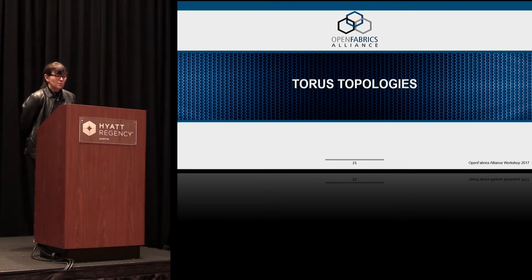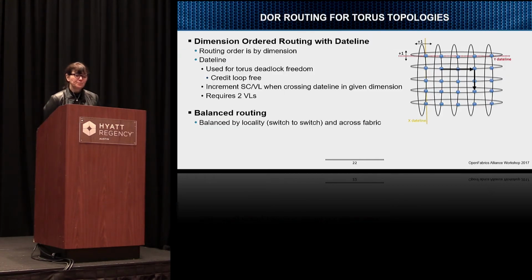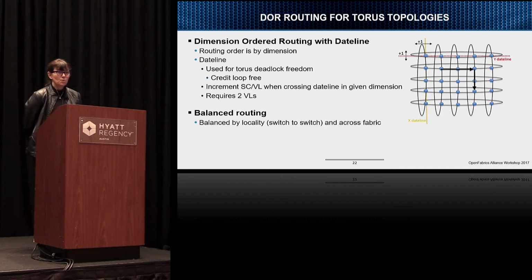We have support for torus topologies as well. For torus topologies, we use dimension order routing for our mesh fabrics. When it's a torus, we also use dateline crossing. So in this case, we'd have an X dateline and a Y dateline here. If we cross this dateline, we increment VL for deadlock avoidance. So this algorithm requires 2 VLs, and that's done by the dateline crossing. It's a well-balanced algorithm. It's balanced switch to switch for nearest neighbor traffic and across the fabric.